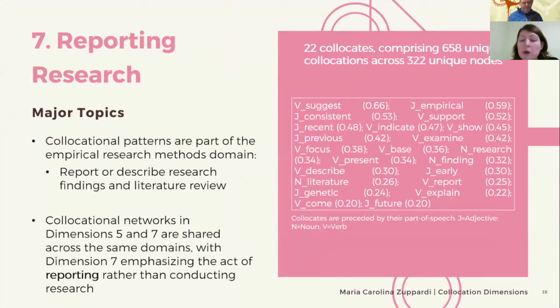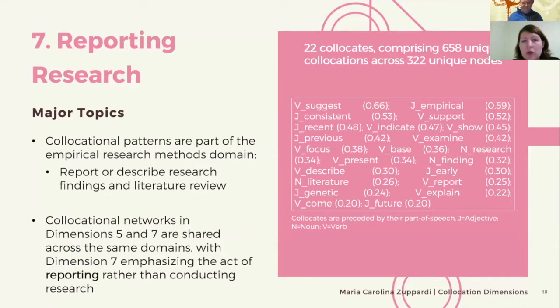And then when we look at 7, which is completely complementary, we have the opposite. We have pretty much all of the verbs and adjectives as collocates, and as nodes, all of those nouns that were in dimension 5. So the major topics here are the patterns that are part of the empirical research methods domain as well, but they are used to report or describe research findings and literature review, right? So they are shared across the same domains, but the emphasis here is the act of reporting rather than conducting research.